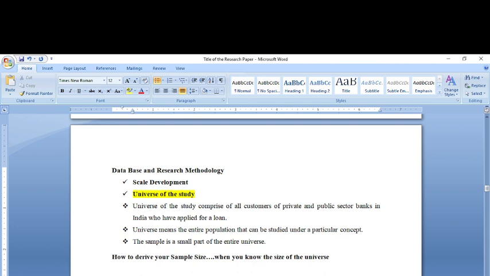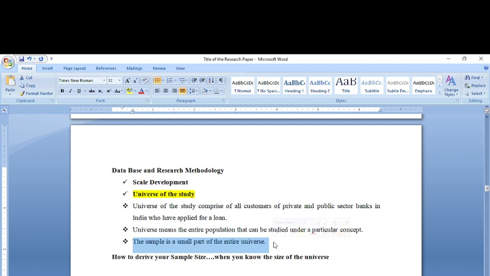Now why is universe important? We should know the universe of the study before the study, because a sample would be a small part of the entire universe. So we need to know what the universe of the study is so that we can choose our sample size accordingly. So that is another component of database and research methodology. You need to mention in database and research methodology what the universe of the study is.